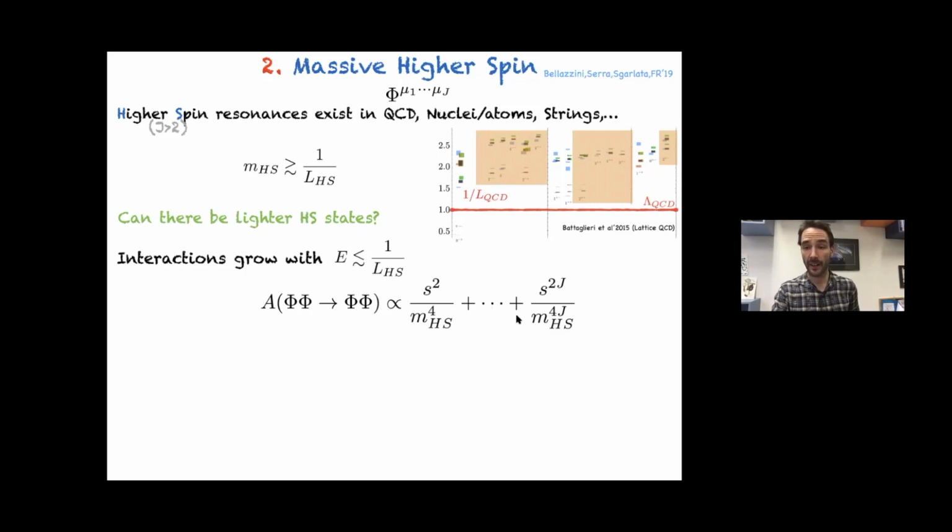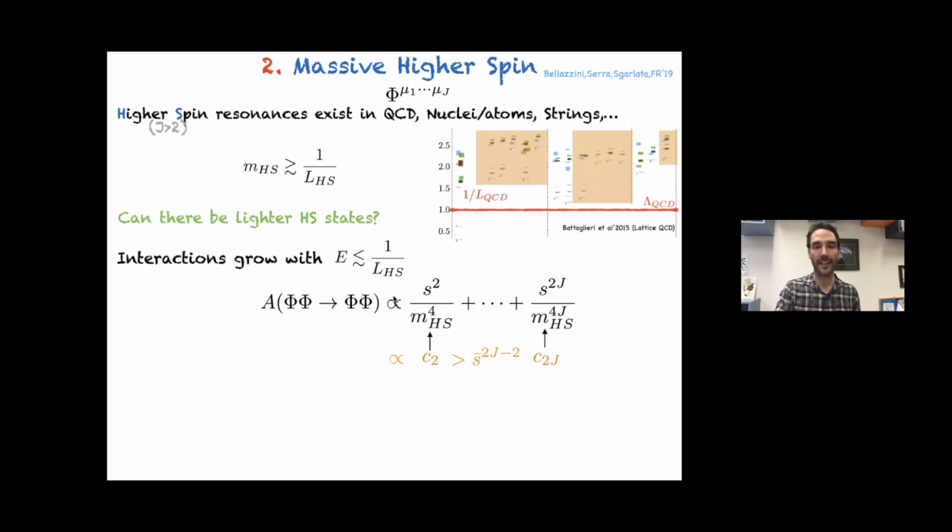And in particular, the maximum power of this is controlled by the spin of the particle. So in terms of the language I used before, this is C2, and this is C2J, where J is the spin of the higher spin resonance. And when we now look at these bounds involving the scale S, you see that this contribution must always be smaller than this one at any energy S within the effective field theory.